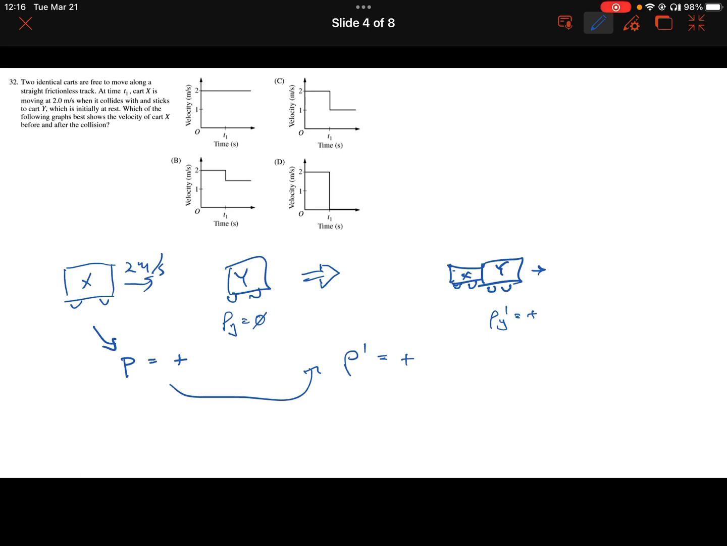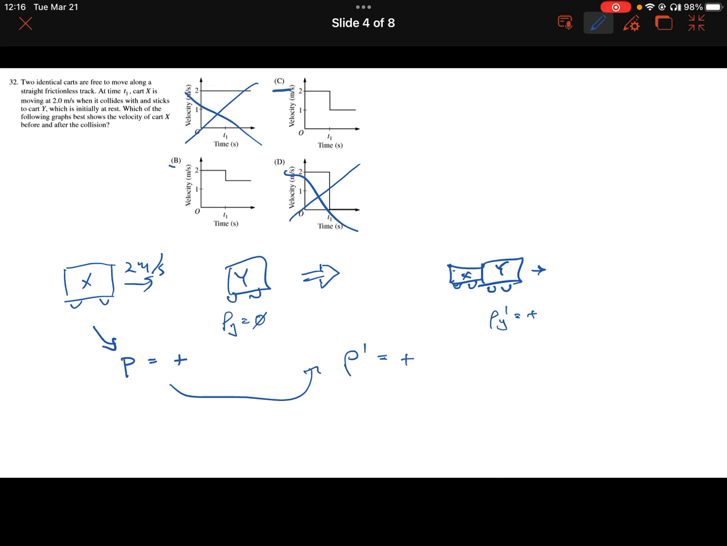Okay, so that means it can't be option A, because option A shows no change in momentum for cart X. And we know that the momentum of cart X has to drop. It can't be option D, because these carts have to be moving to the right. There has to be some positive momentum after the collision. And option D shows no momentum. So it's got to be either B or C.